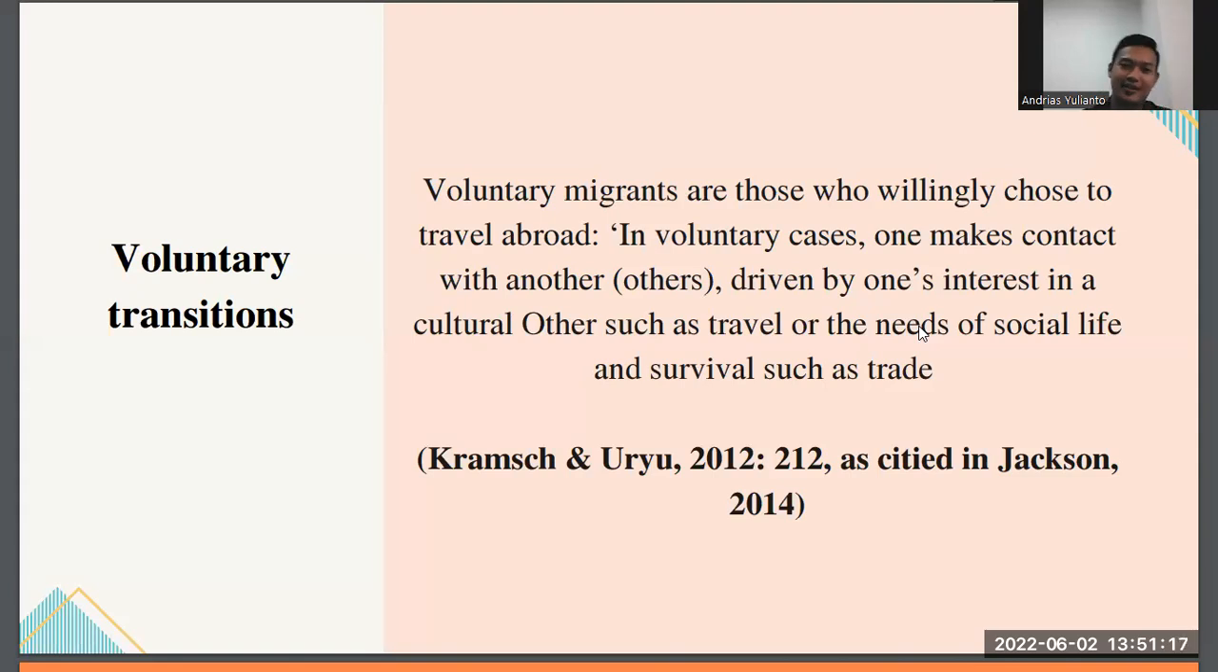Voluntary transition is for those who willingly choose to travel abroad. They are willing to go or to move to another country. In voluntary cases, one makes contact with another, driven by one's interest in a cultural other, such as travel, or the needs of social life, such as trade. Typically, this category includes tourists, travelers, or other temporary visitors, students, sojourners, business people, expatriate workers, immigrants, missionaries, and so on and so forth.